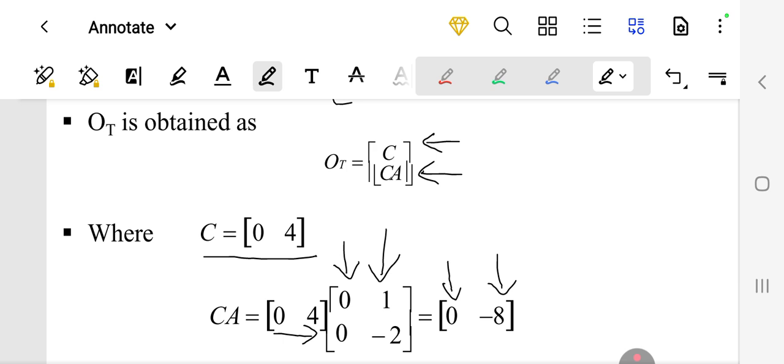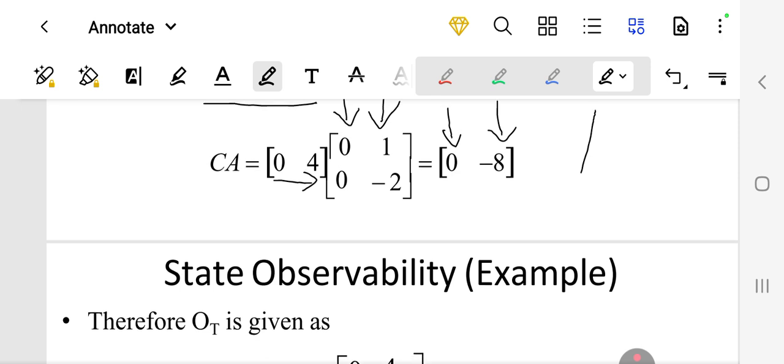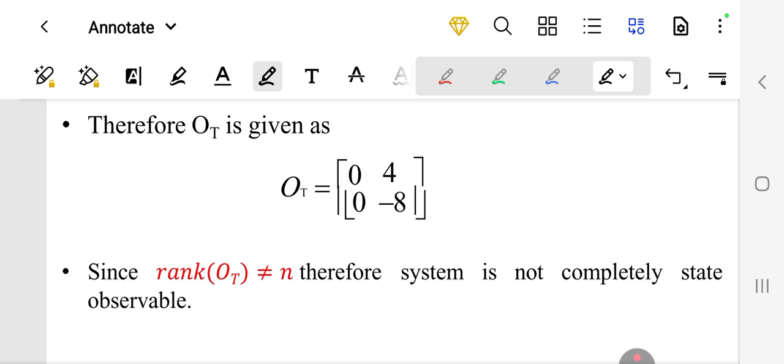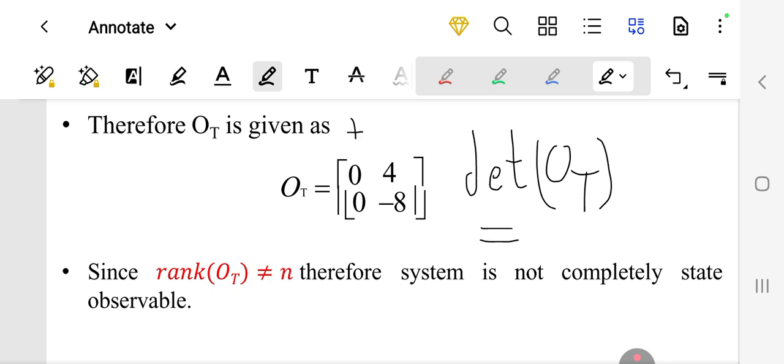Now we will construct the observability matrix: C is 0 4 and CA is 0 negative 8. We obtain the determinant of the observability matrix, which is 0 times negative 8, which is 0, minus 4 times 0, which is also 0. Then the determinant of the observability matrix is equal to 0.